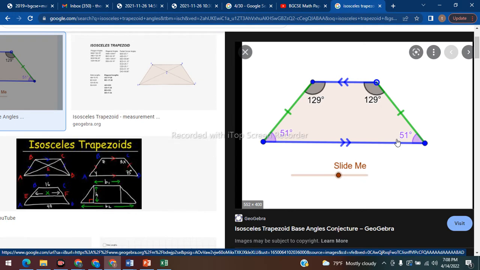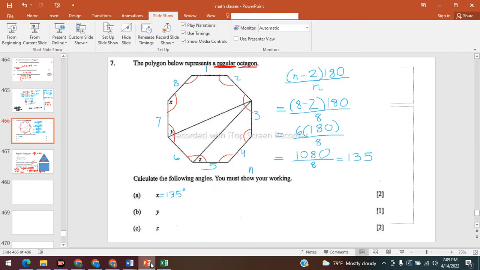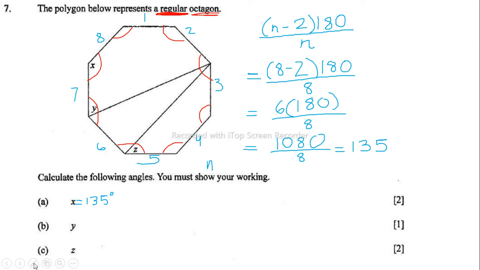Is it because they're parallel? No, it's because we're dealing with an isosceles trapezoid. So once the top has the same angle, then the bottom must follow naturally. And that's exactly the case that we have here, where we know that these two are 135. And how do we know that these two are 135?